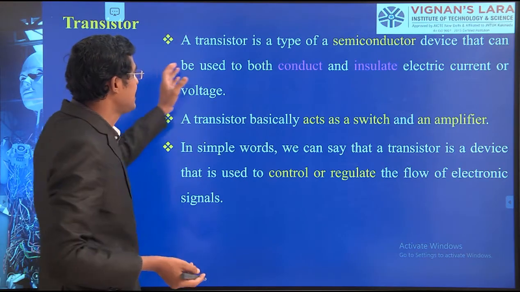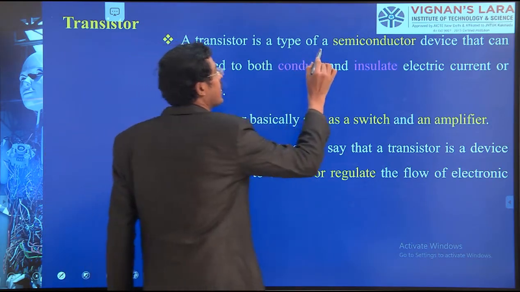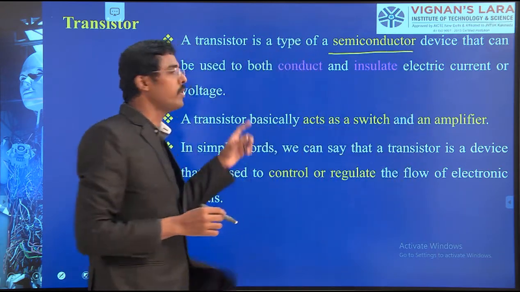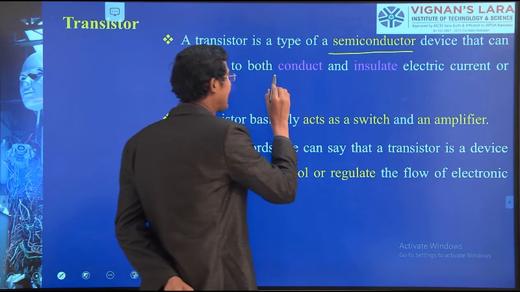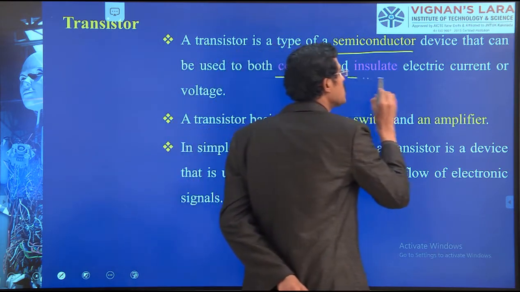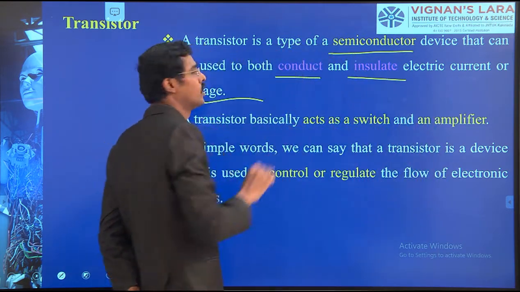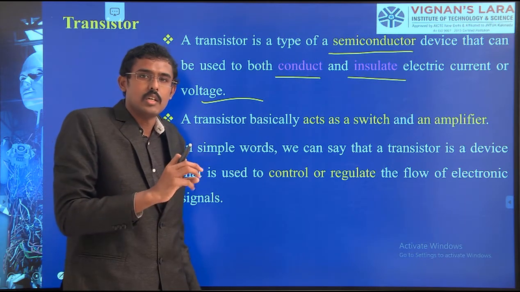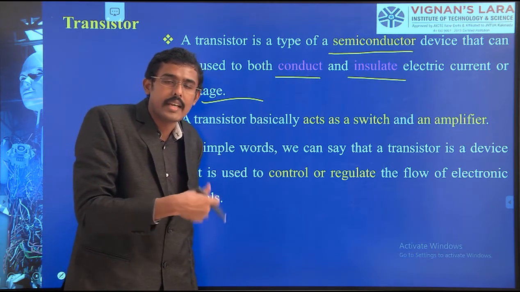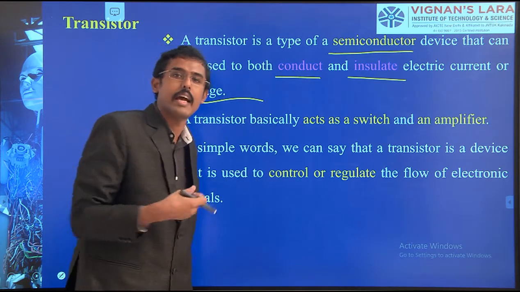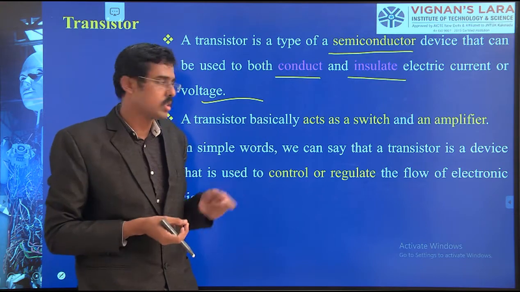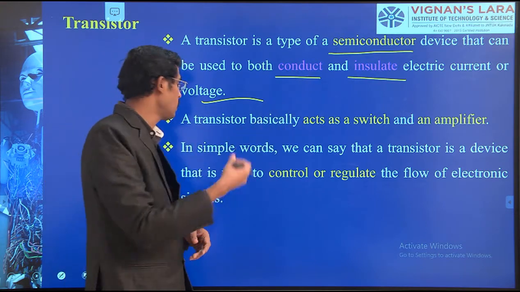Okay. A transistor is a type of semiconductor device that can be used to both conduct or insulate electric current and voltages. So in the transistor, if the boosting is given, it acts as a conductor, the flow of current happens. If the circuit is reduced or voltage supply is reduced, it becomes an insulator. That we are going to see now.